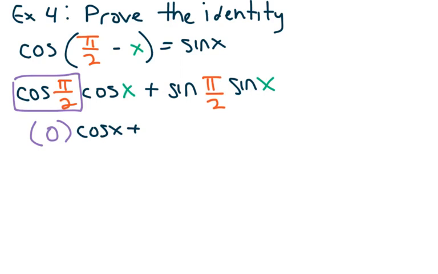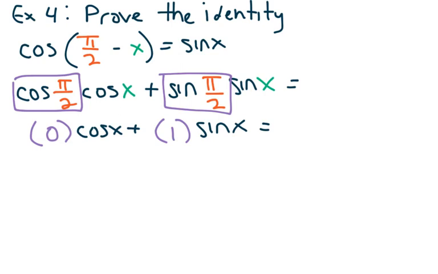Cosine of x. Alright, sine of pi over 2. Now, sine of pi over 2 is at 90 degrees again, but it's the y value. So this becomes 1. And then sine of x we just rewrite. I don't know what that is.